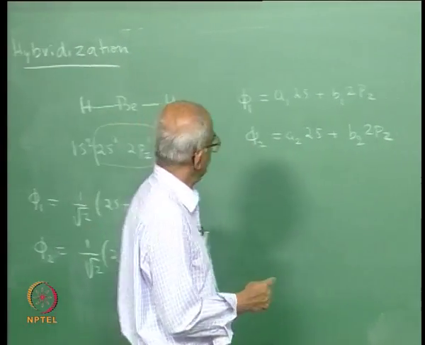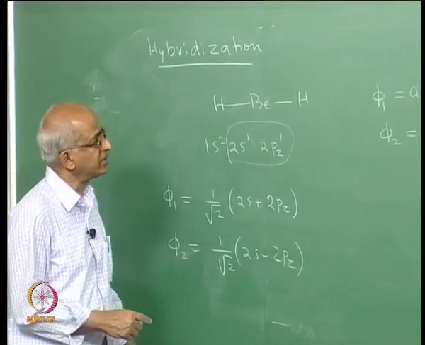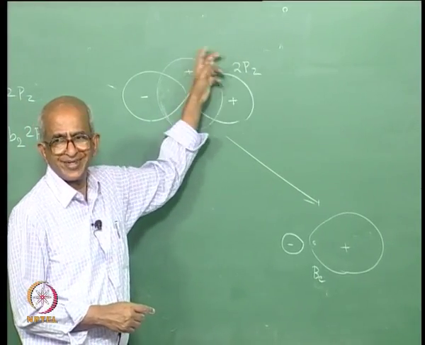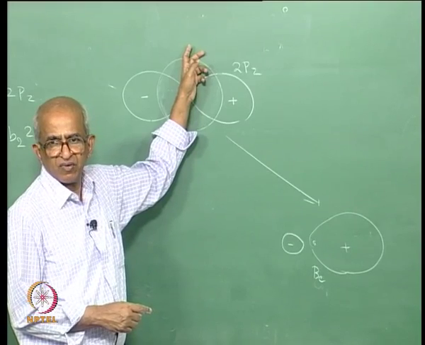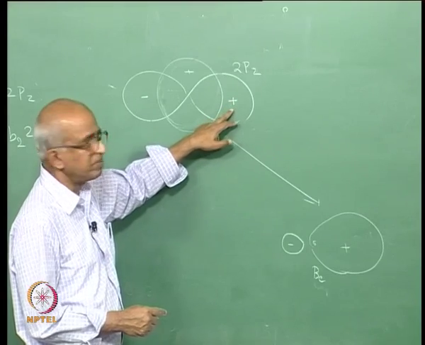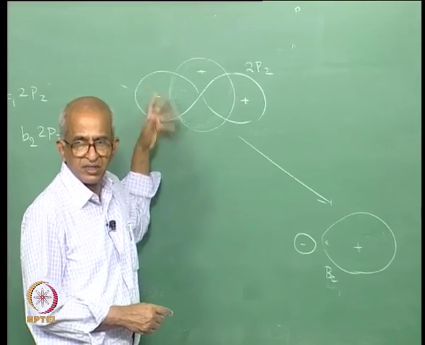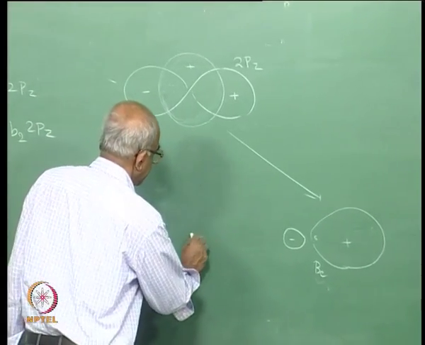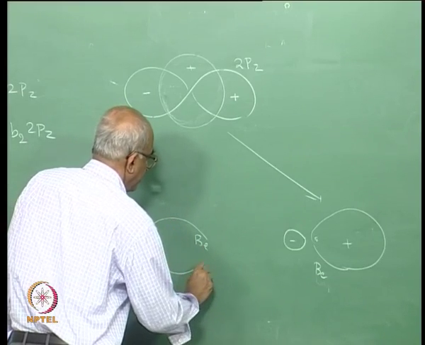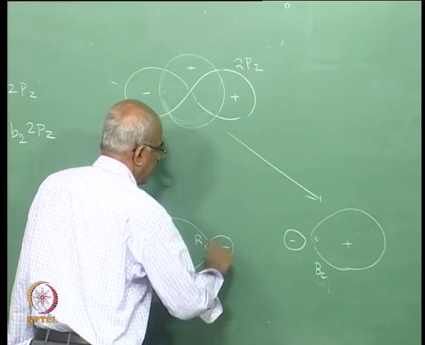Then if you construct the other hybrid orbital, which is phi 2, how will you construct that? Well, you have to multiply 2pz with minus 1 and then add. So, if you multiply 2pz with minus 1, this will become negative and that will become positive, and then if you add them up, what is the result? The result is you will have the beryllium nucleus here, and a positive lobe pointing in this direction and a smaller negative lobe on the other side.